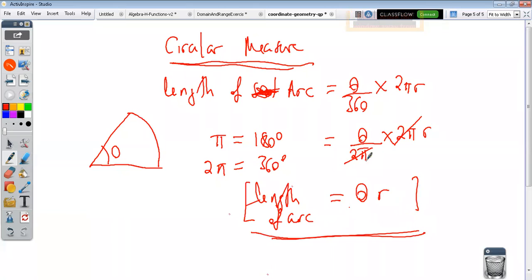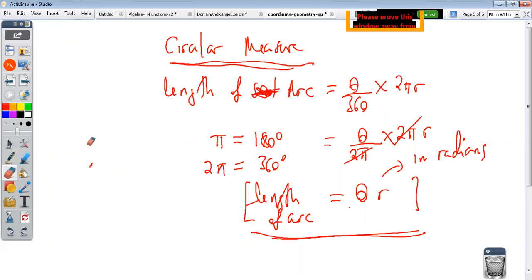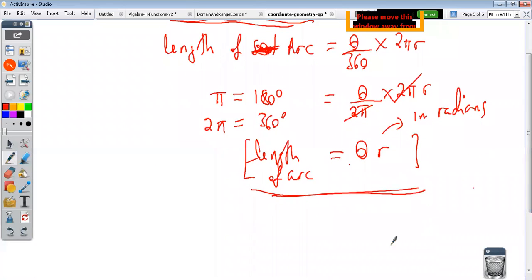That's the length of an arc in radians, so this works if the angle is in radians. Which means you change your calculator mode to what? To radians for the angle. Clear? Now, having said this, let's do the length of the sector.